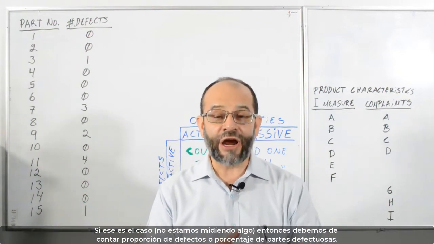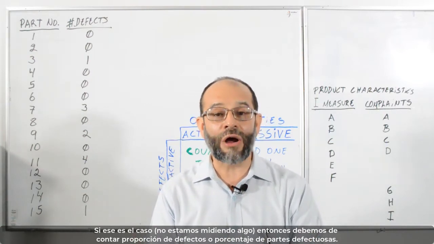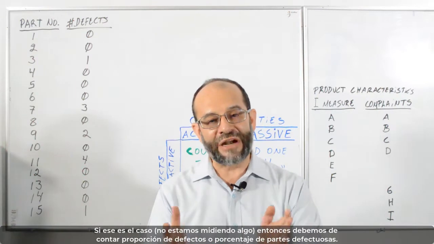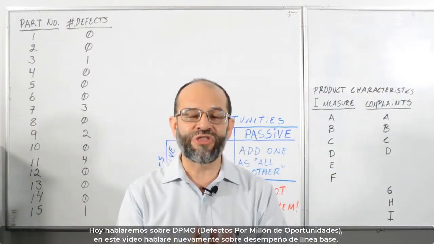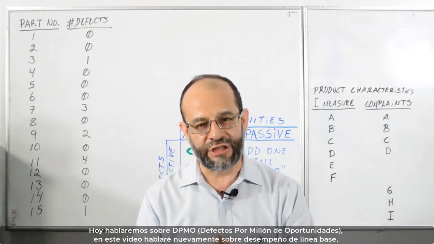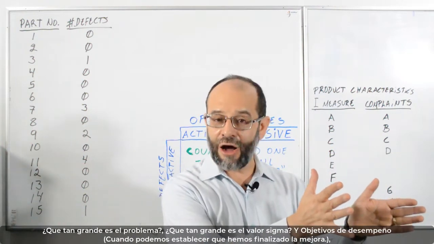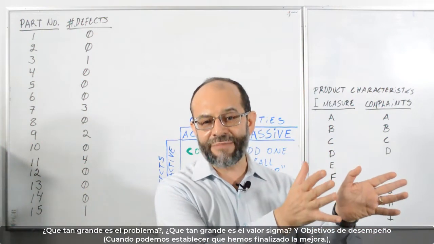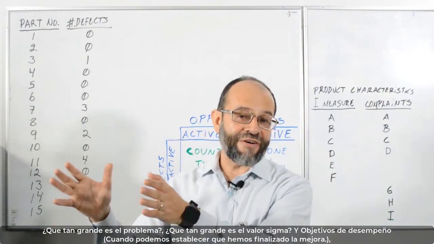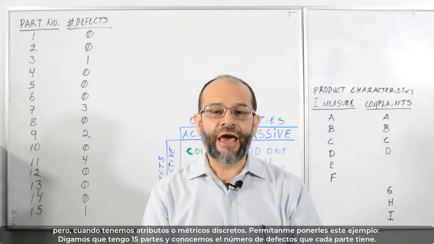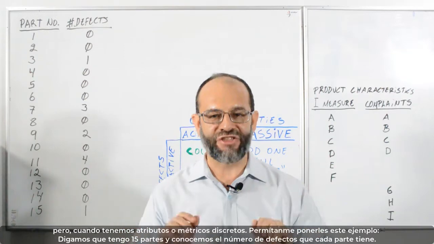If that is the case, we do not have numbers, so we basically have to count the proportion of defects or percentage of defective parts, or actually today we are going to talk about DPMO, defects per million opportunities. So again, this video will be about baseline performance, how big the problem is, our sigma value, and performance objectives. When can we state that we have finished our improvement? But when we have attributes or a discrete metric.